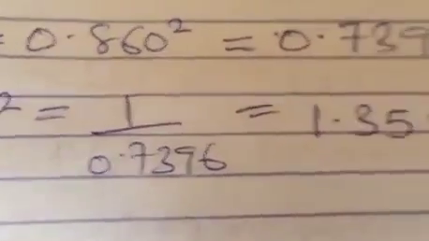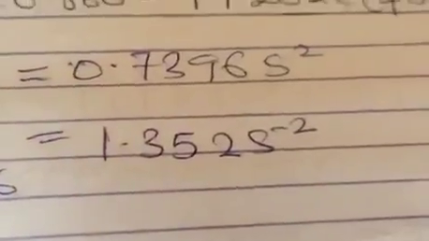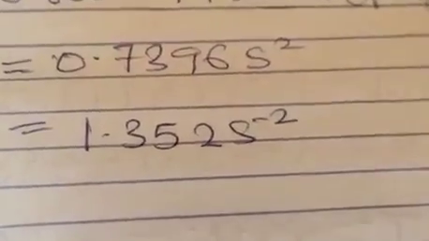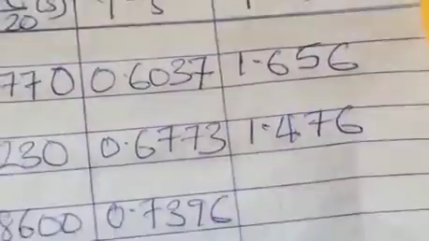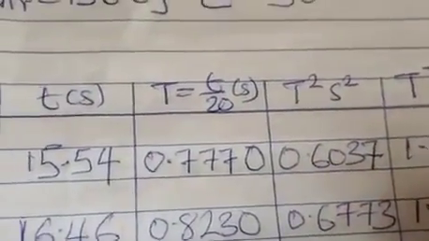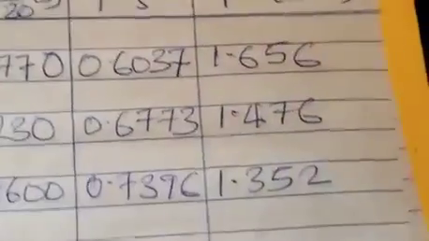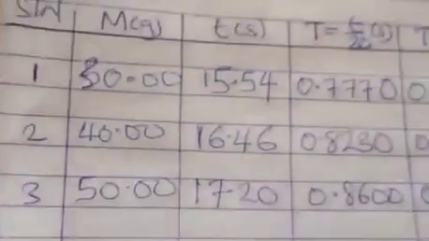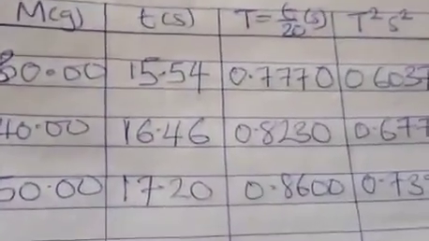We'll now find the inverse of T squared, which is 1 over T squared, which is going to be 1 over 0.7396, and that gives us 1.352 per second squared. We'll now report here 1.352 as the inverse of T squared.